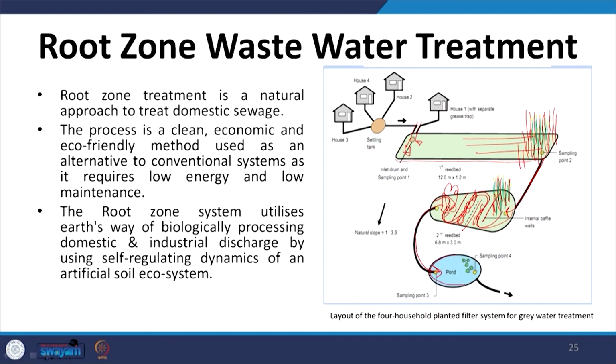and only the clarified water is taken to the clean water pond, from where it can further be used for different purposes like gardening or flushing or whatever. So, this root zone wastewater treatment is again almost a zero energy treatment strategy, and it is also highly effective, but it requires a lot of land area again.